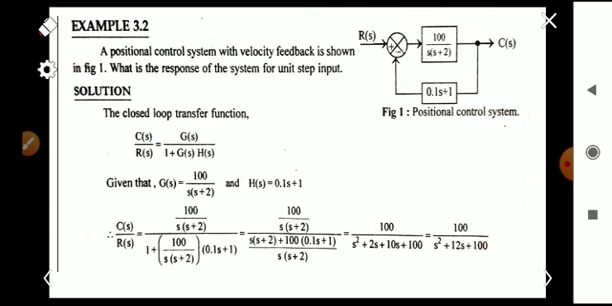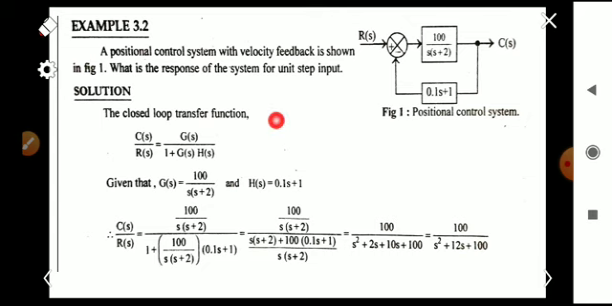We know the equation is G of s by 1 plus G of s into H of s, and we know that G of s is 100 by s into s plus 2, and H of s is 0.1 s plus 1. Just substitute those values and we will obtain C of s by R of s as 100 by s square plus 12s plus 100. So this is our closed loop transfer function. And we know that the input is unit step.